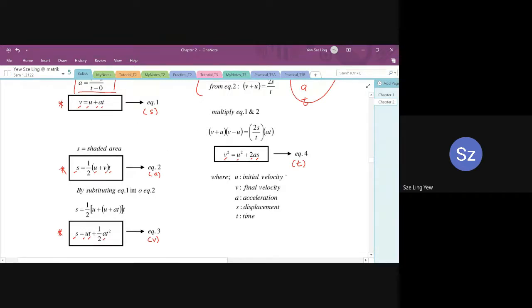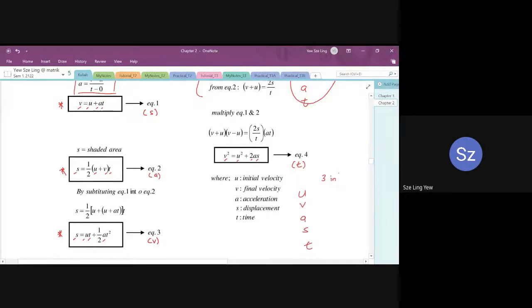Okay, so kamu list out maklumat dulu. Tengok u, v, a, s, t. Kamu ada maklumat apa? Biasanya soalan akan bagi kamu 3. Okay, 3 info will be given.